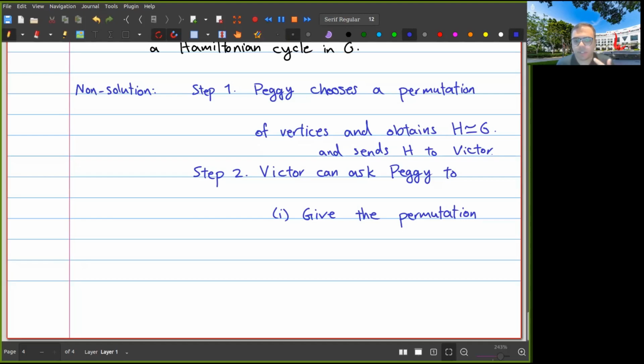But then Victor can ask Peggy to do one of these two things. He can ask Peggy to give the permutation, basically to prove that H is isomorphic to G, or he can ask Peggy to give a Hamiltonian cycle in H.